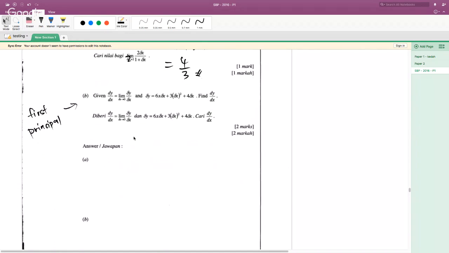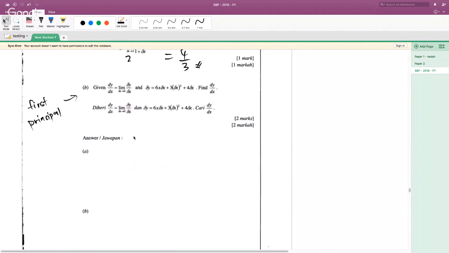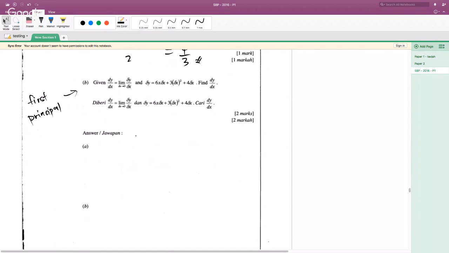All right, so then the second part, this part is first principle. Normally first principle will not come out in the exam, but yeah, it's coming out here. So what I want to do is, the question asks you to find dy dx. This first principle actually tells you dy dx is when change of y over change of x, when you limit the change of x close to 0, you get dy dx.